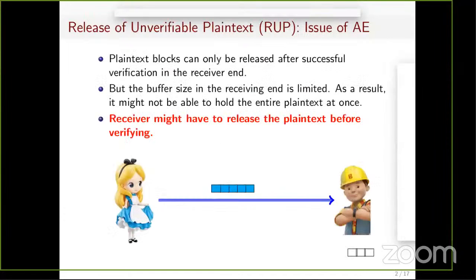So as we know, in an authenticated encryption scheme, we must release the plaintext blocks only after the successful verification gets completed at the receiver end. But in some situations, the buffer size at the receiving end is limited. And as a result of that, it might not be able to hold the entire plaintext at once. So therefore, the receiver might have to release the plaintext before the verification.